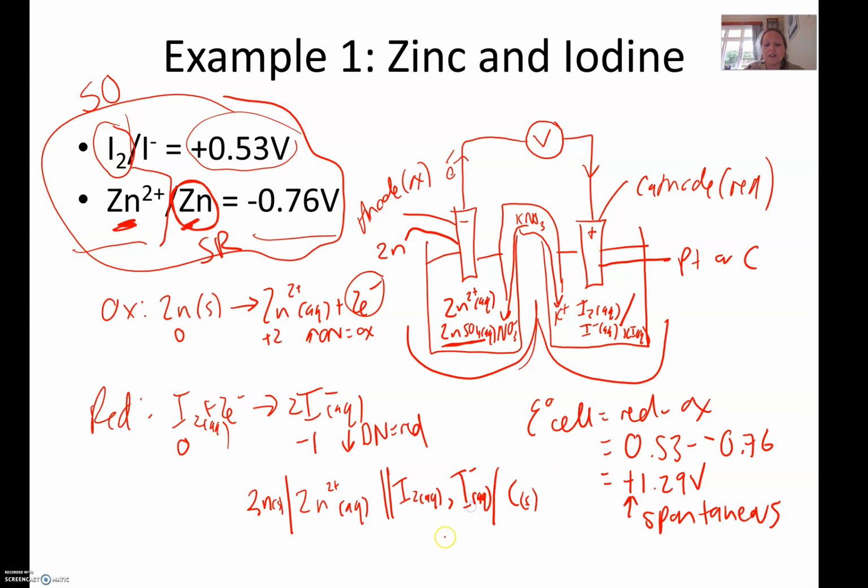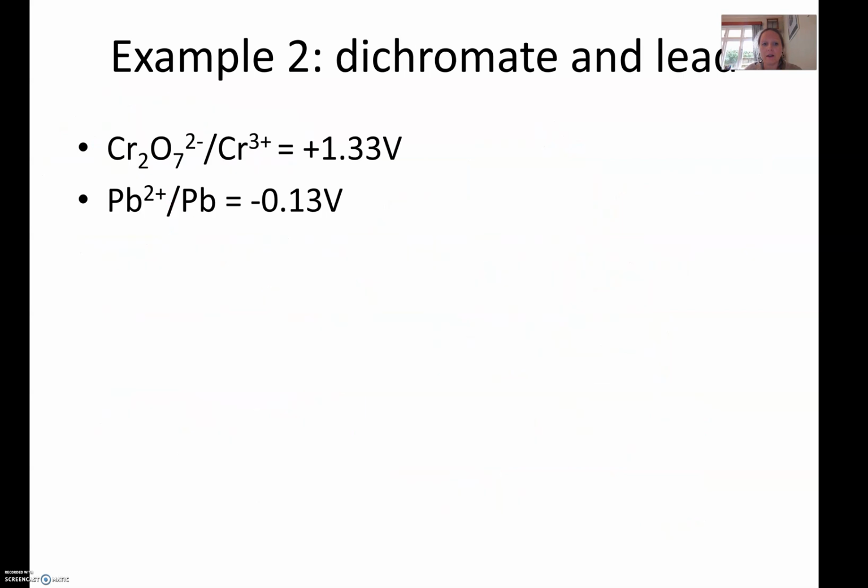So the comma is to say that there's no change between aqueous and solid. Okay, so the comma is for anything. It can be aqueous and gases here. So we just put a comma between these two species. So hopefully that makes sense. We're going to jump on and do another example now.